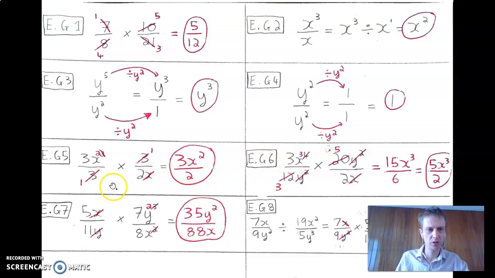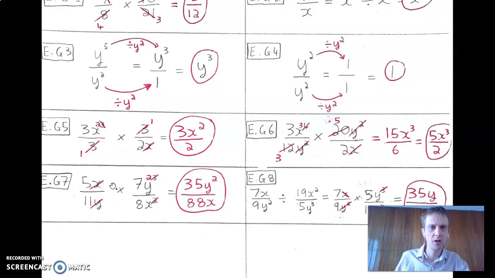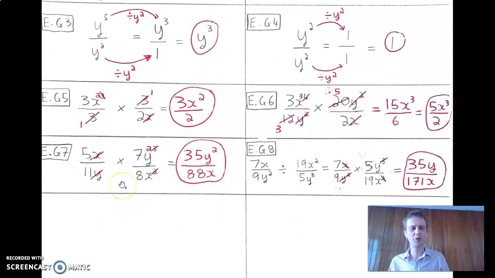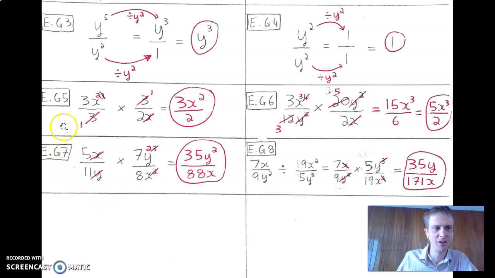Let's take a look. Okay. As I said, boys and girls, on these questions, just go nice and slow. You've got to really be careful on your working out because it can get quite confusing. This first question here, example 5, what we've got there is 3x cubed over 3 (a 3 underneath the line there), multiplied by 3 over 2x.